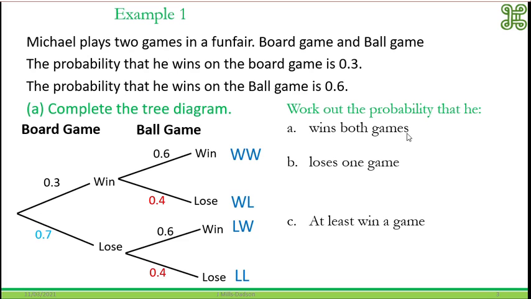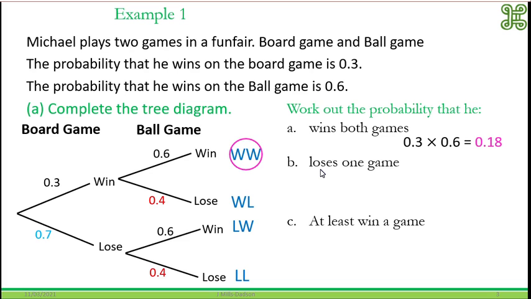So to win both games, we have WW, that's win and win. And I know this comes from 0.3 and 0.6. Like I said before, we always multiply when moving along the probability. So that gives us 0.3 times 0.6 is 0.18.